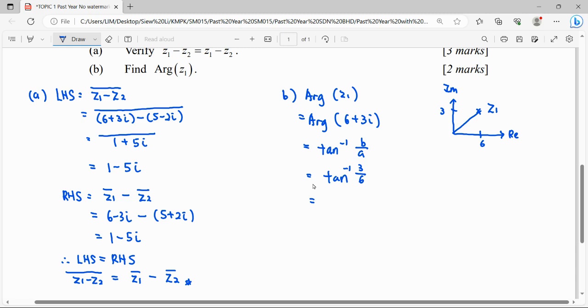So leave your answer in argument, in radian. Don't give your answer in degree.